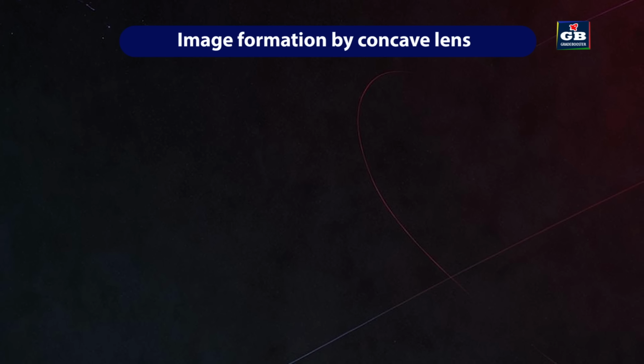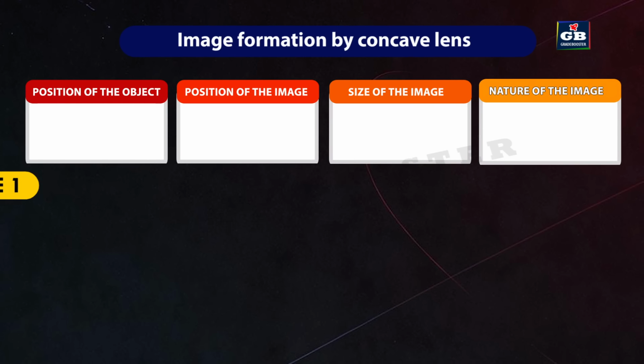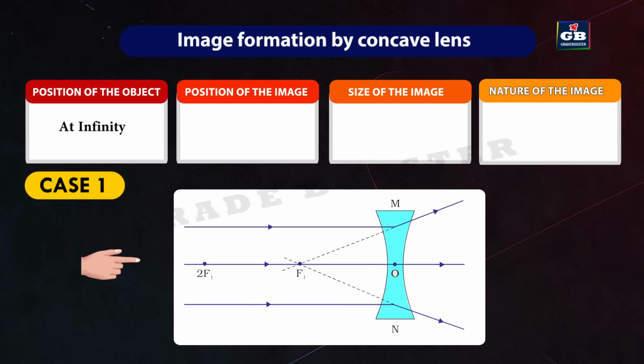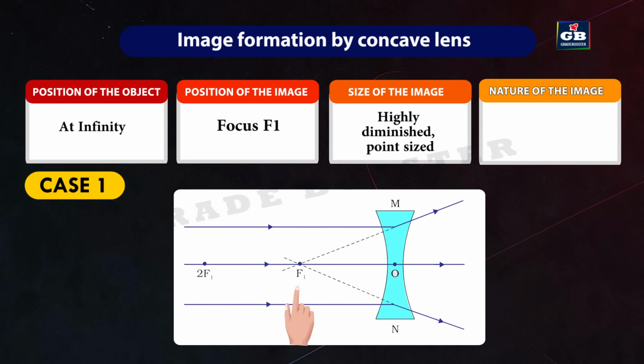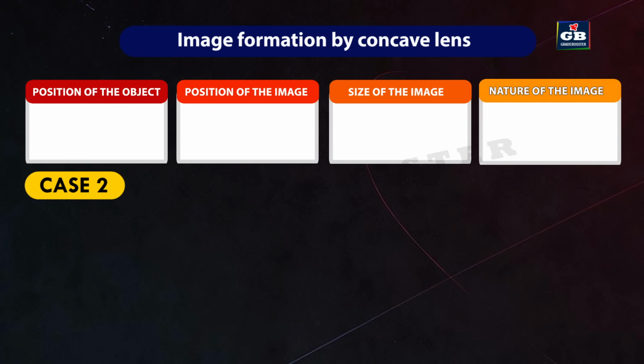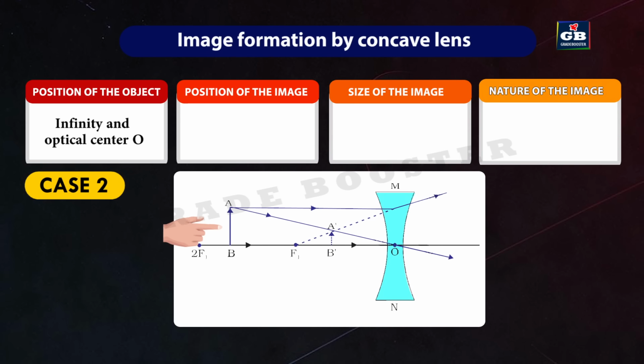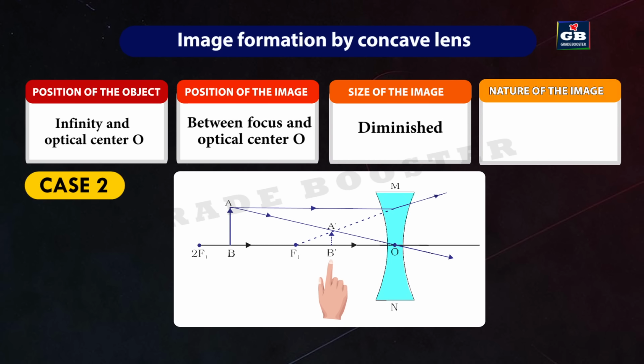Let us now study the nature, position and relative size of the image formed by a concave lens. Case 1. If the position of the object is at infinity, the position of the image will be at the focus f1. The relative size of the image is highly diminished and point-sized. The nature of the image is virtual and erect. Case 2. If the position of the object is between infinity and optical center O of the lens, the position of the image will be between focus and optical center O. The relative size of the image is diminished. The nature of the image is virtual and erect.